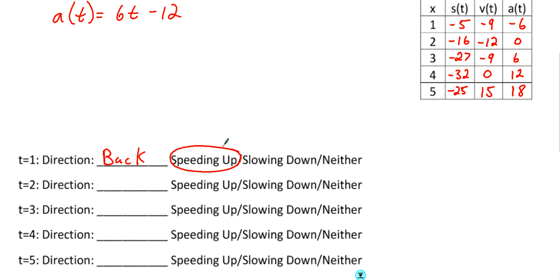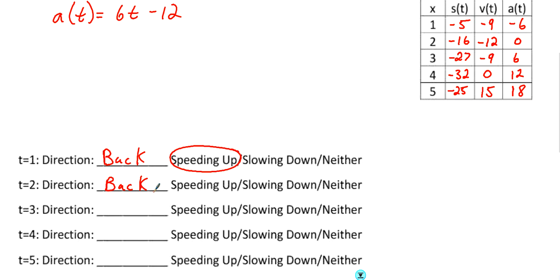Well, I went from -5 to -16, which means I'm still going backwards. Still going backwards. Now my velocity is negative. I'm actually going a little bit faster backwards. So I'm going -12 miles an hour backwards. But my acceleration is 0.